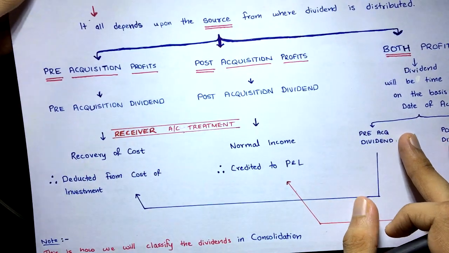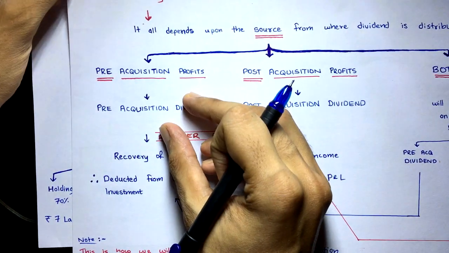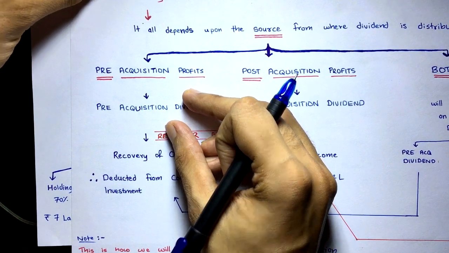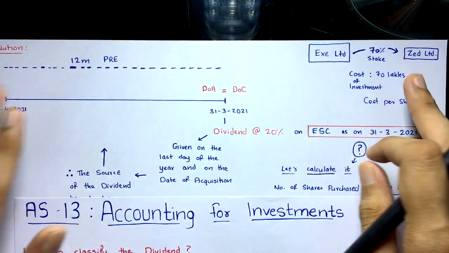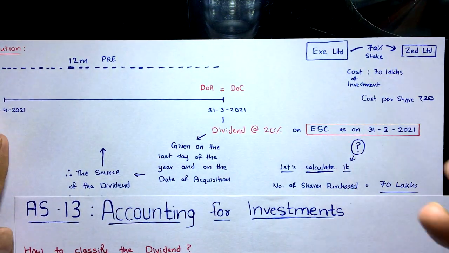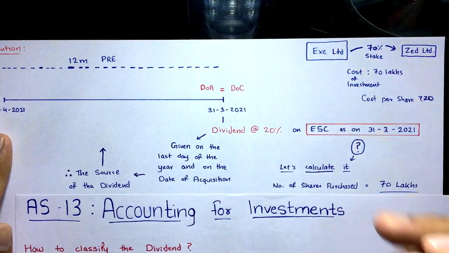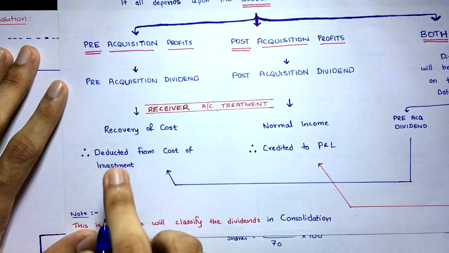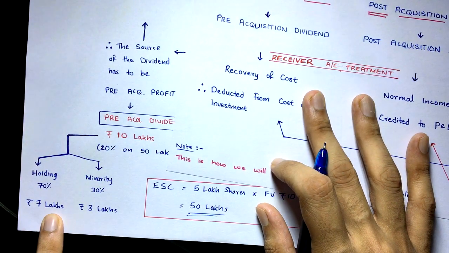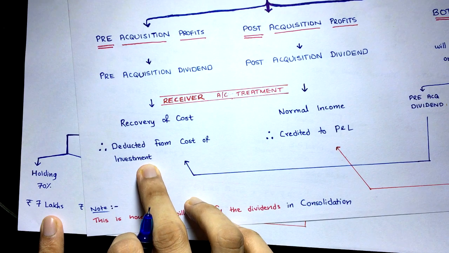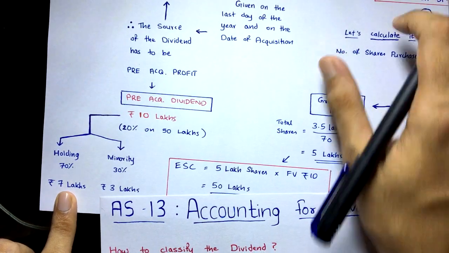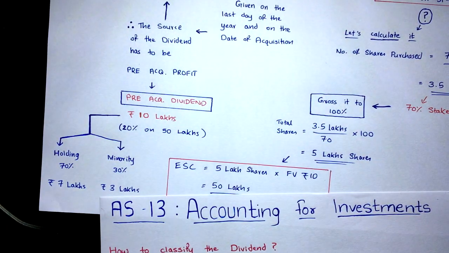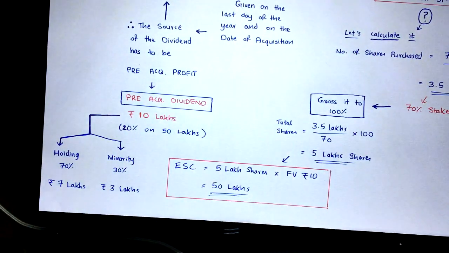You all know, according to AS 13, this is pre-acquisition dividend. So what does the holding company have to do? It has to consider it as recovery of cost, because when they purchased the shares of Z Limited, in that cost of investment, in that 70 lakhs, the dividend element was already included. That is why, according to AS 13, you have to deduct that 7 lakhs from the cost of investment. So 70 lakhs minus the dividend 7 lakhs is equal to 63 lakhs. Is that clear? That's what you will do. Fine. So this was the whole treatment regarding the dividend.